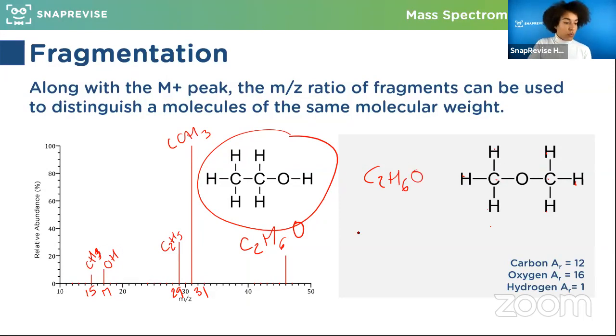So if we were just looking at the M+ peak, it would look like it was the same molecule. Even though they're different molecules, even though this one is ethanol and this one is an ether, our mass spec wouldn't be able to tell the difference between the two. It's the fragmentation that tells us whether it's ethanol or ether, right? Because ether will have different fragmentation patterns than ethanol. So in your exam, you may be asked to tell the difference between two molecules like ether and ethanol.